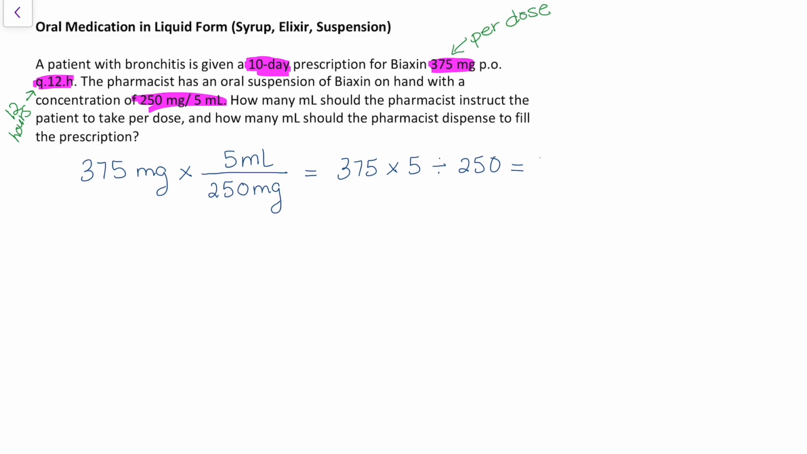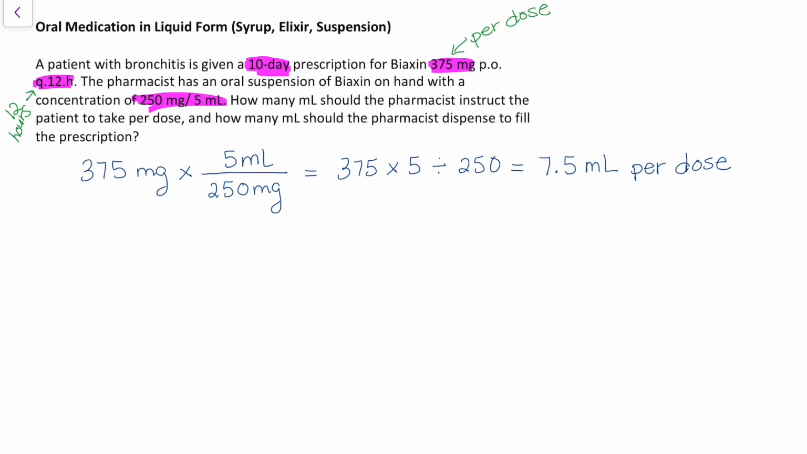And I get 7.5 milliliters. Now we don't need to worry about rounding here because we can give them a syringe in order to take exactly 7.5 milliliters. So we don't need to round, and so I don't need to worry about this 10% variation. So 7.5 milliliters per dose. So 7.5 milliliters of this medication will give them 375 milligrams. So that's how much they need to take per dose.